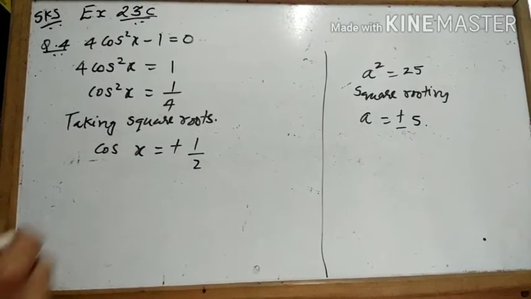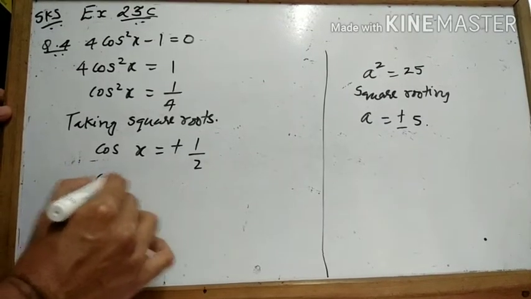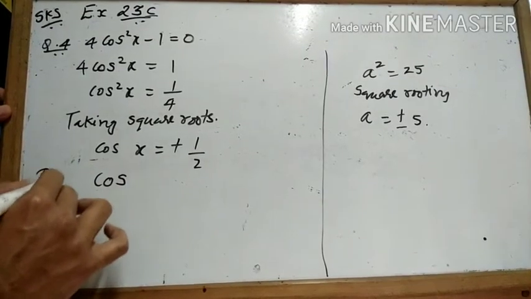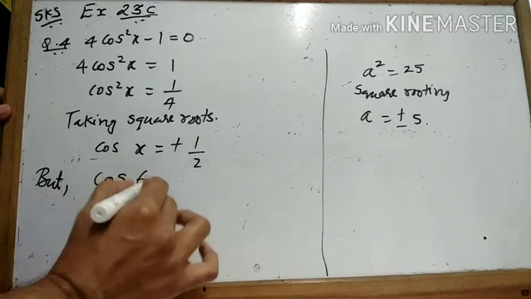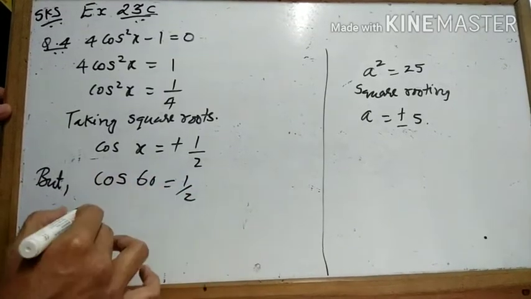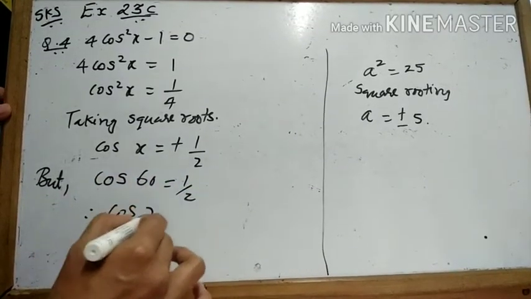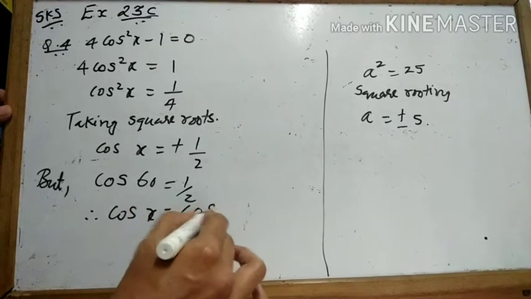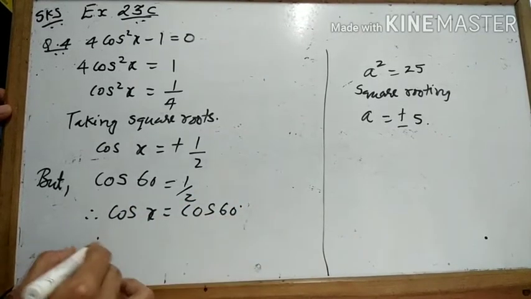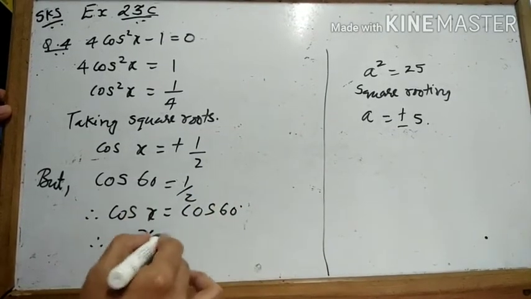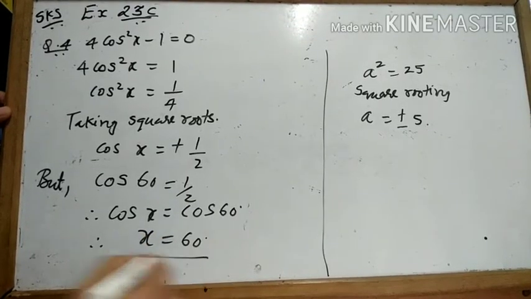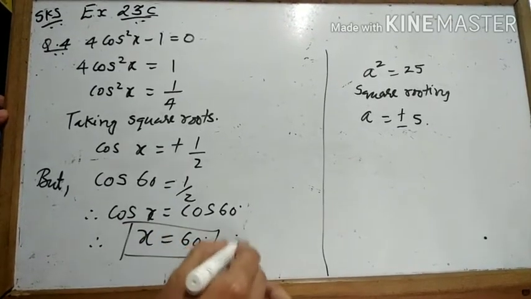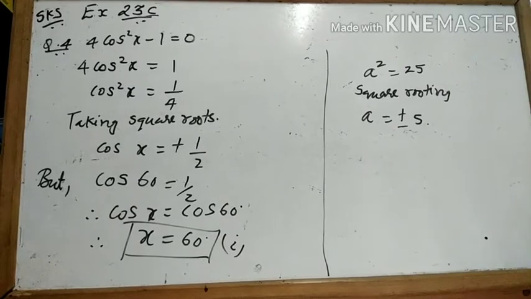As I told you, I am going to find the value of x from the tabular values. Cos of 60 is equal to 1 upon 2. Therefore, cos of x will be equal to cos of 60 degree. Hence, removing the function of cos, I get x equal to 60 degree. This is the first sub question of question number 4.